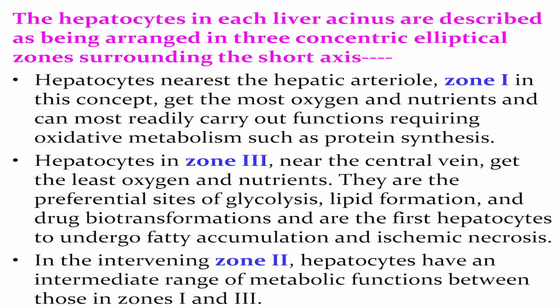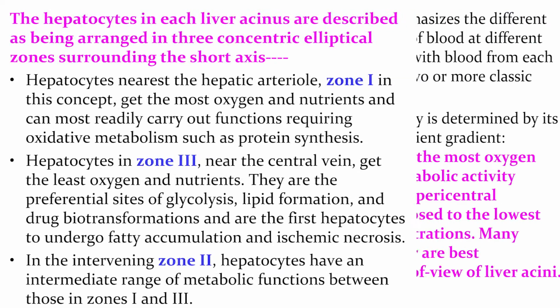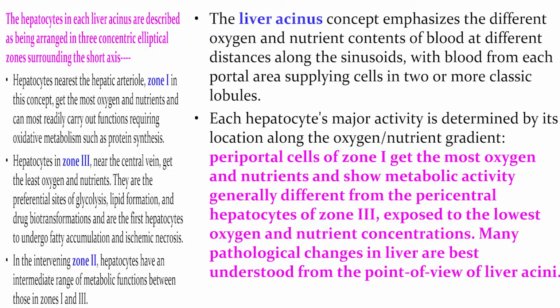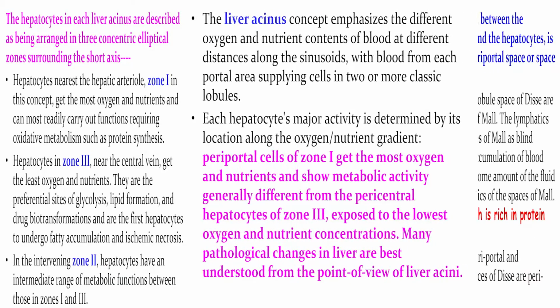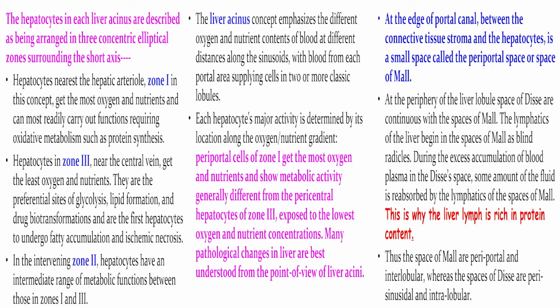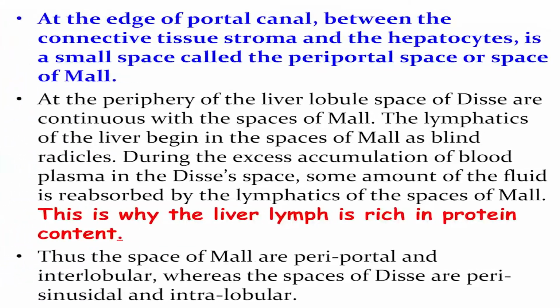The hepatocytes in each liver acinus are described as being arranged in 3 concentric zones surrounding the short axis. Zone 1 is nearest the hepatic arteriole, zone 2 is in between zone 1 and zone 3, and zone 3 hepatocytes, near the central vein, get the least oxygen and nutrients.